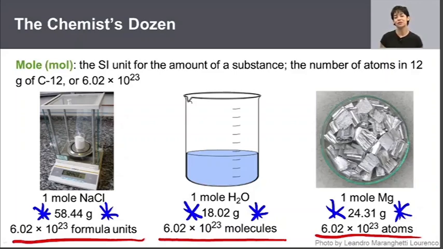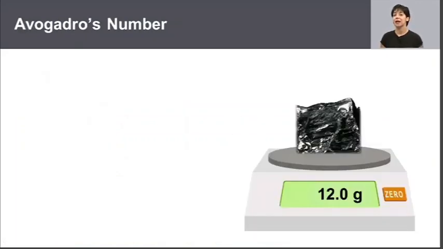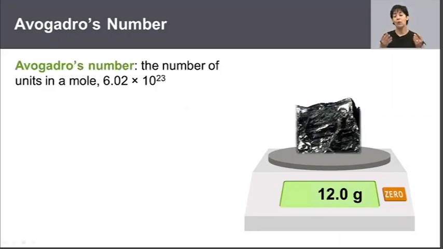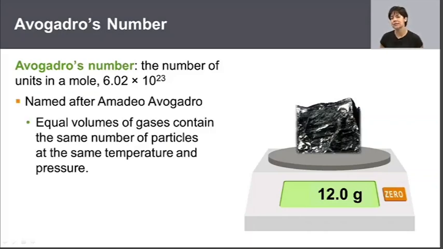Let's look at Avogadro's number a little more closely. There it is. It's also called Avogadro's constant. So if you hear that, it's just the same. And we know that it's the number of units in a mole, 6.02 times 10 to the 23rd. It was named after Italian scientist Amedeo Avogadro, and he proposed that equal volumes of gases would contain the same number of particles if they were at the same temperature and pressure.